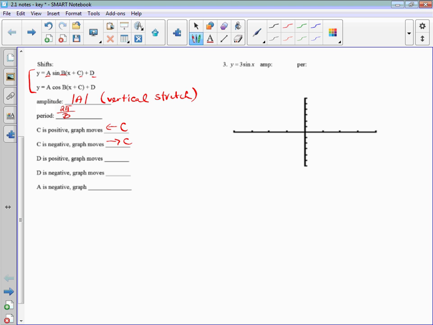All right, then D is your up and down, because that's outside your parentheses there. So if D is positive, where do we go? Up, yep, that one makes sense. And if D is negative, okay. Now we said for the amplitude, we always use the absolute value of A, but what does it mean if A is negative? What does it do to your graph? Yes, it just flips it. So it's going to flip over the x-axis.